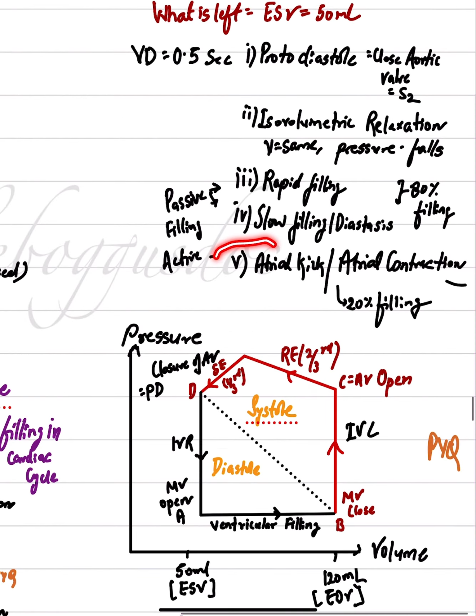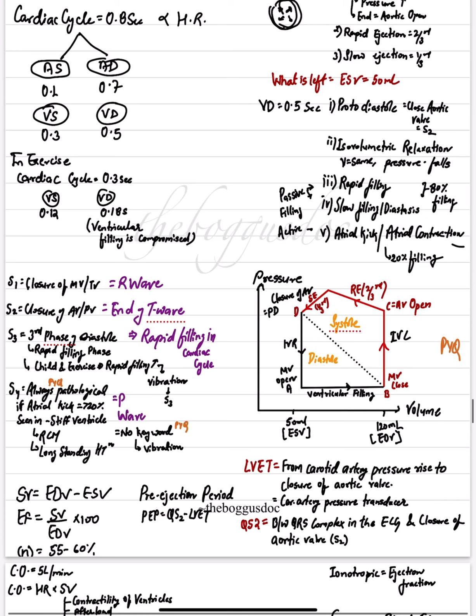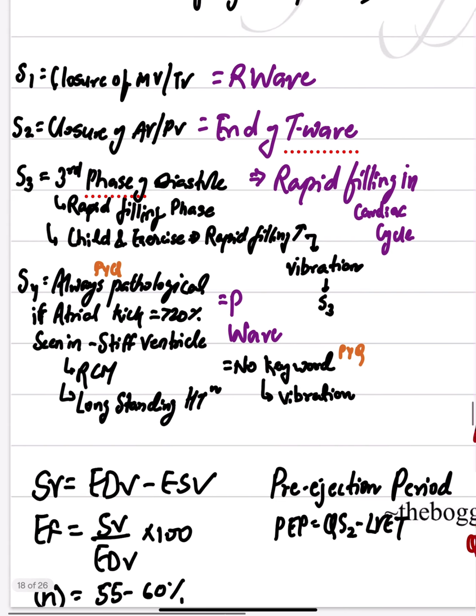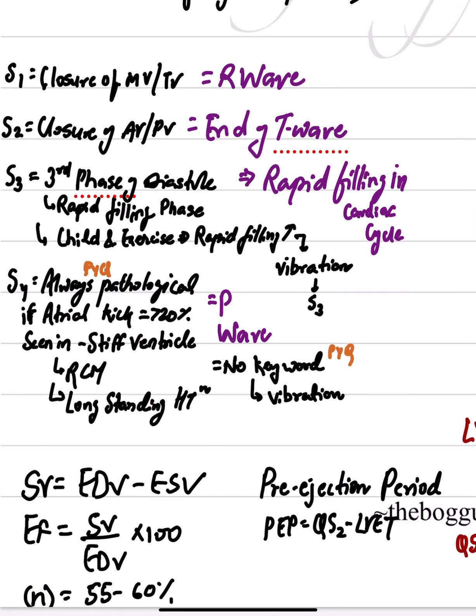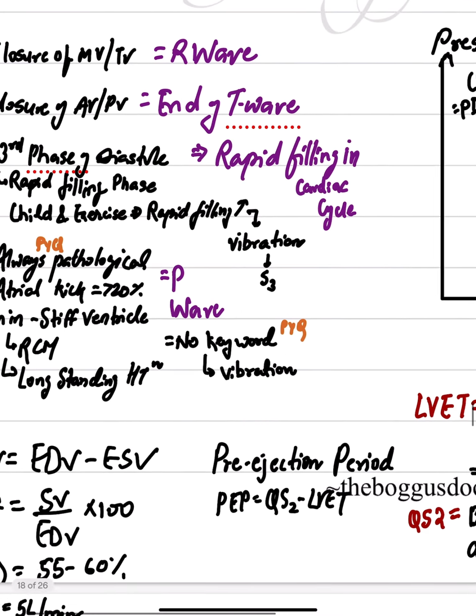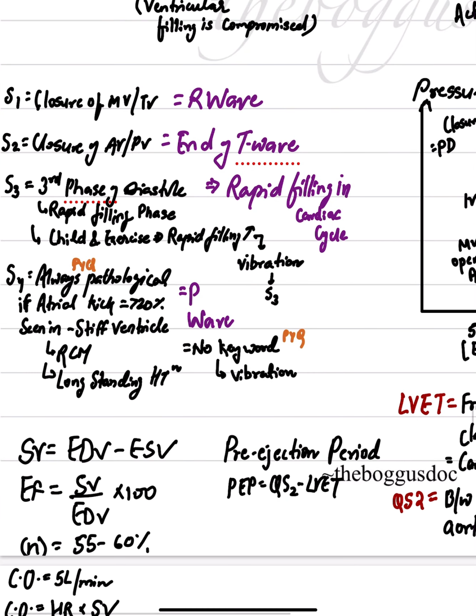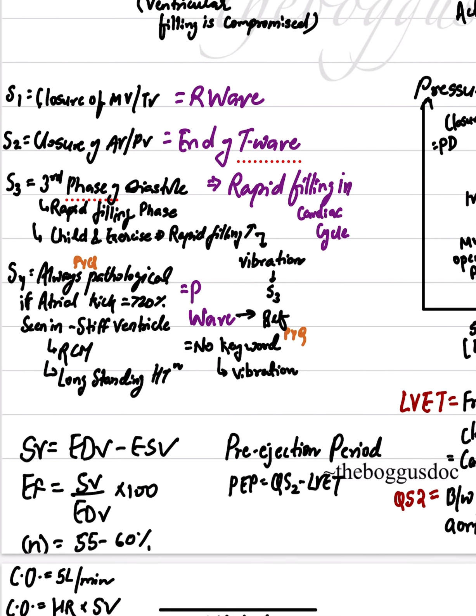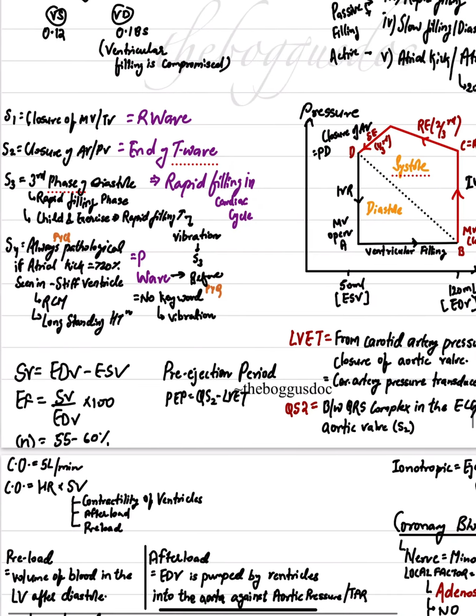What is actually S4? The atrial kick is almost 20% of filling. If the ventricle is stiff, the atria have to push very hard, like in restrictive cardiomyopathy or long-standing hypertension. The atria have to push very hard, and this wave S4 occurs just before the P wave. There is no keyword vibration used here because it is a hard kick. Vibration occurs in the S3 phase. Okay.